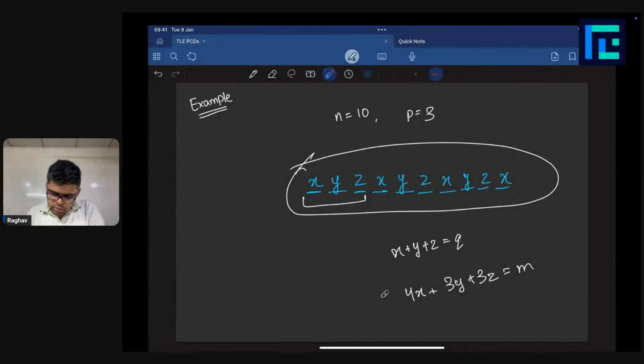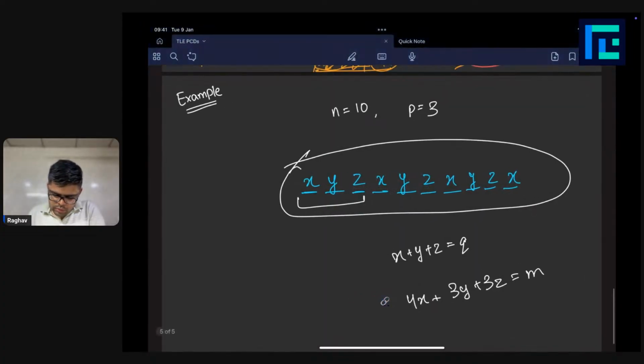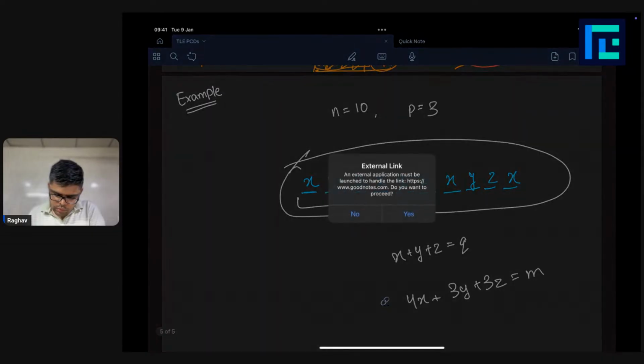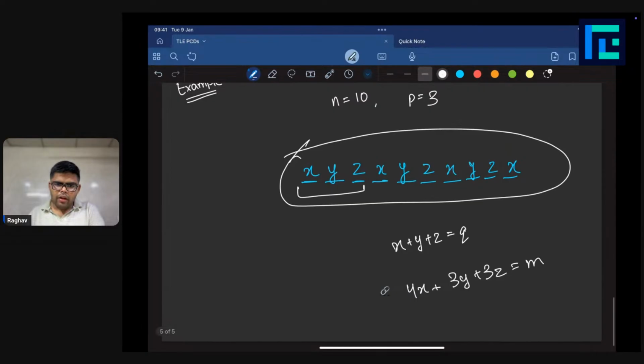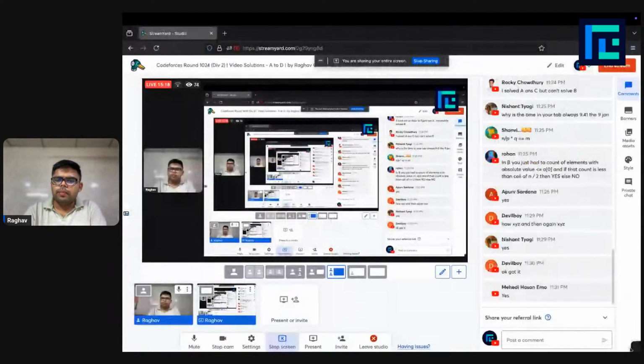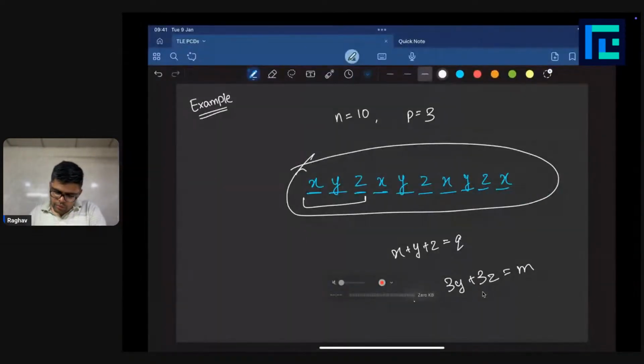Do you want to proceed? No, I don't want to proceed. In fact, I want to erase this. I can't. Okay. Is it clear now? Okay, got it. Great. Yeah.